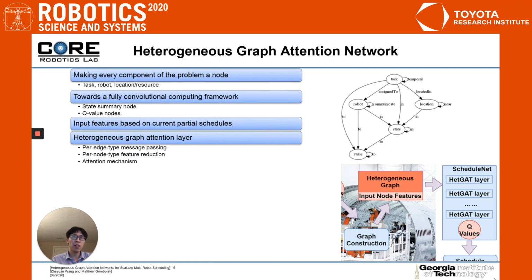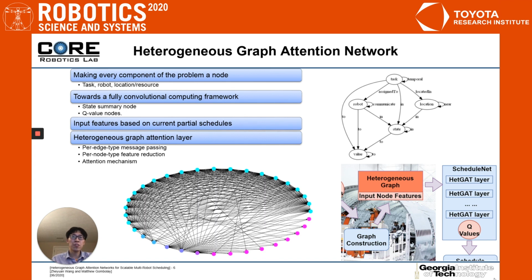This is the meta graph showing all the node types and edge types. We also give an example here consisting of 19 task nodes, 2 robots, 2 locations, and several Q-value nodes.